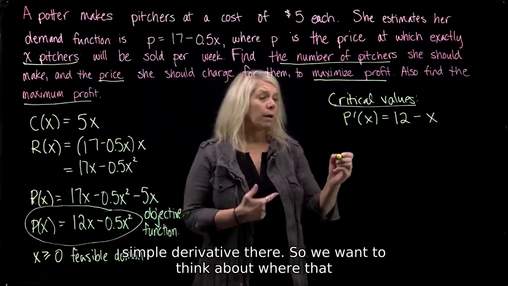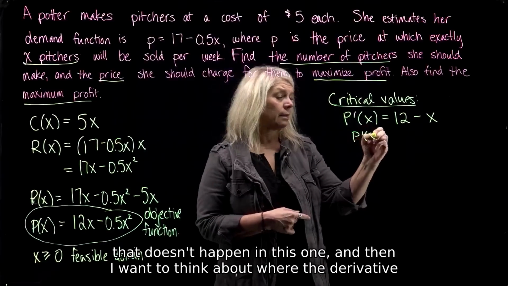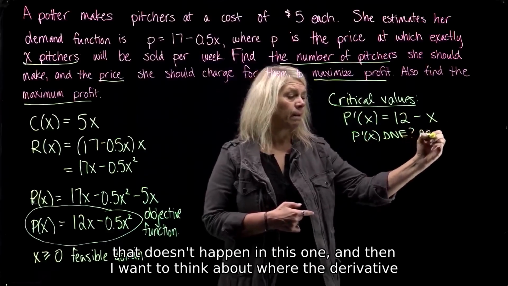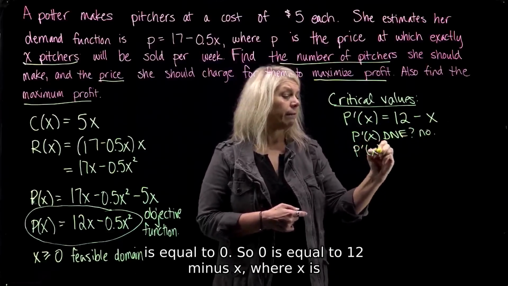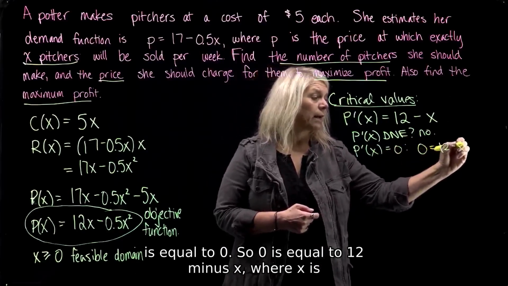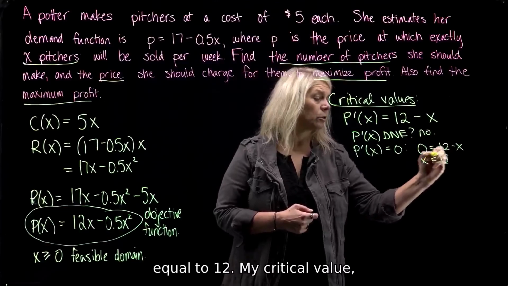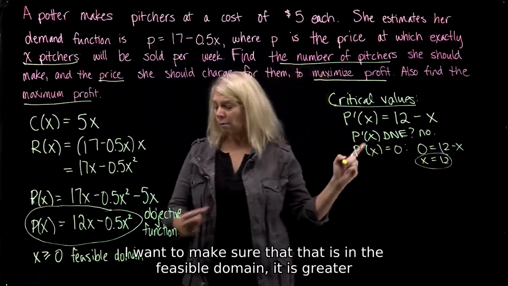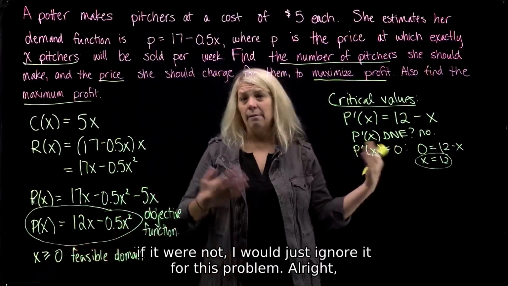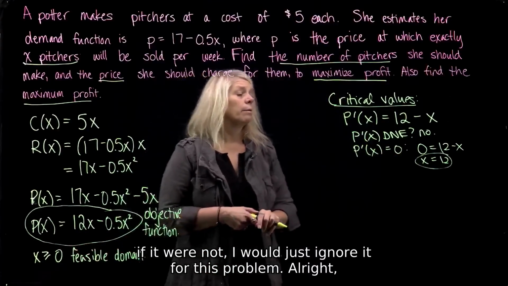So we want to think about where that derivative does not exist. That doesn't happen in this one. And then I want to think about where the derivative is equal to 0. So 0 is equal to 12 minus x, or x is equal to 12. My critical value, I want to make sure that that is in the feasible domain. It is greater than or equal to 0. If it were not, I would just ignore it for this problem.